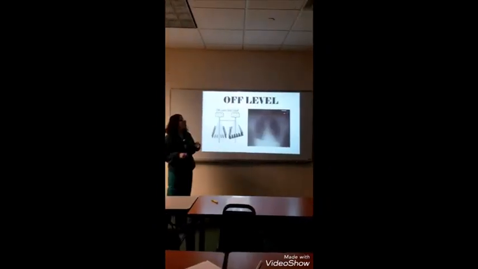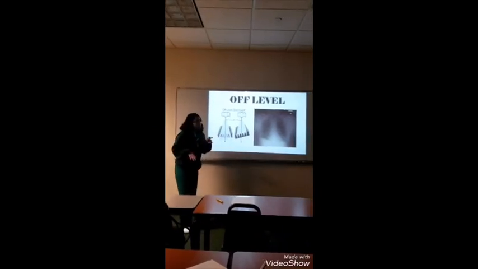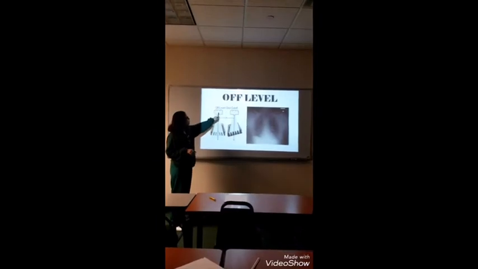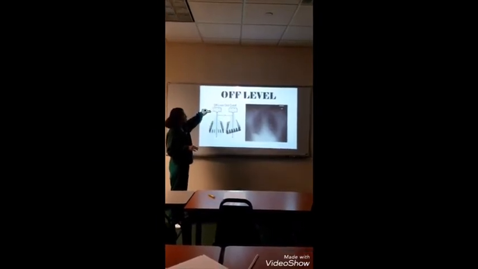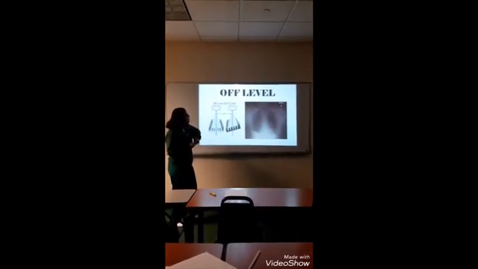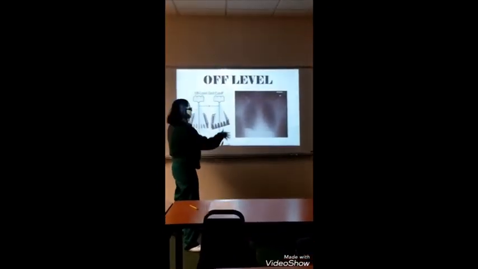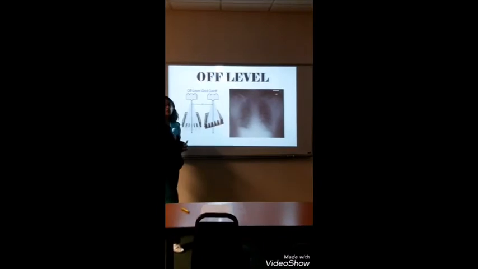Now I'm going to show you the off-level grid error. As I mentioned before, off-level is when either the IR or the tube, which here is not shown, is angled. And this is what you're going to get. You're going to get lack of density in the image. So, as you can see, the image looks lighter than what it should be.